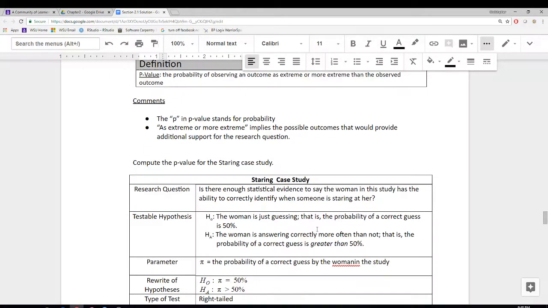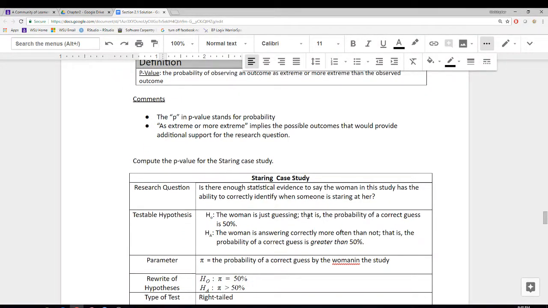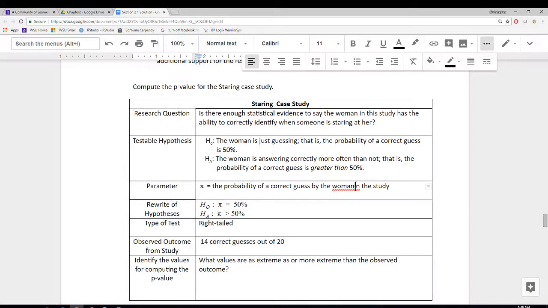Let us compute the p-value in the staring case study. Recall, the research question in the staring case study was, is there enough statistical evidence to say the woman in the study has the ability to correctly identify when somebody's staring at her?